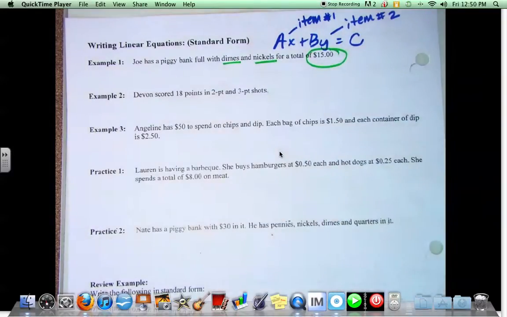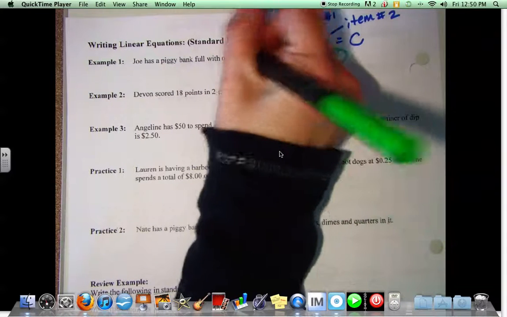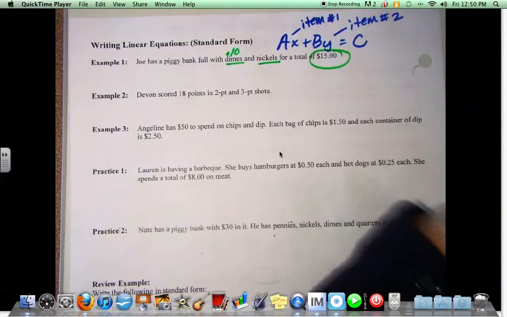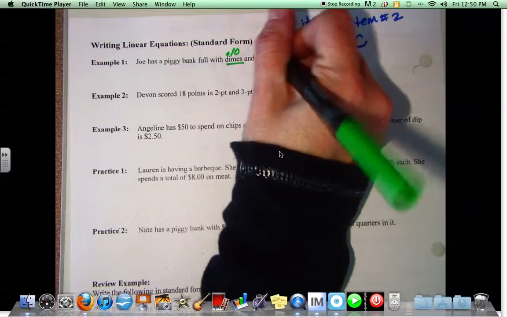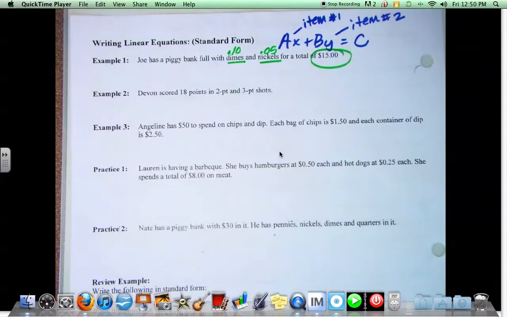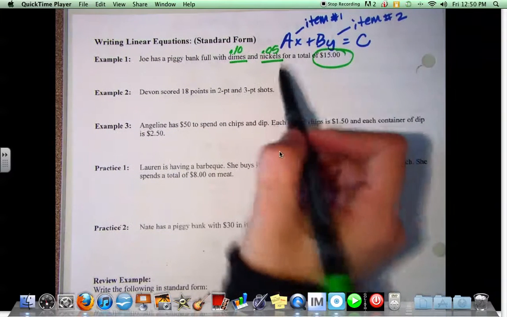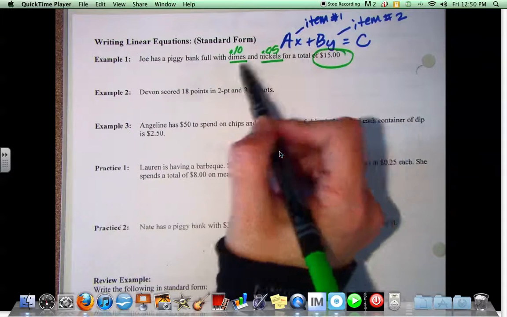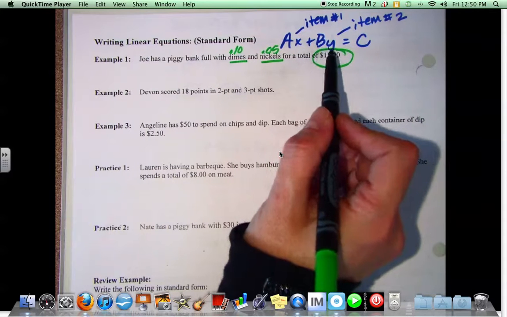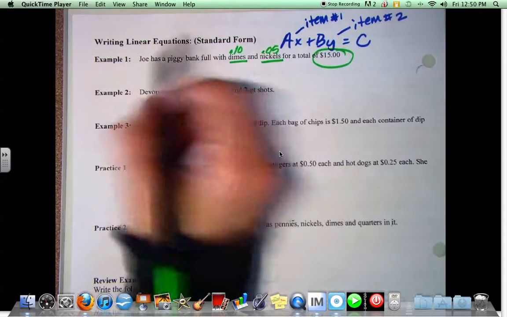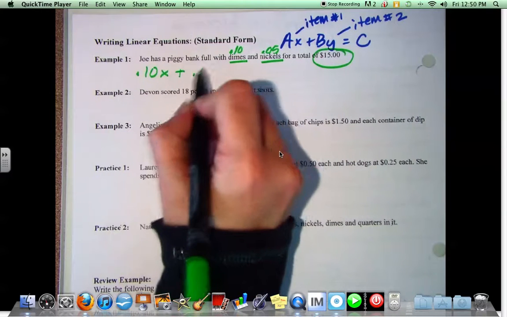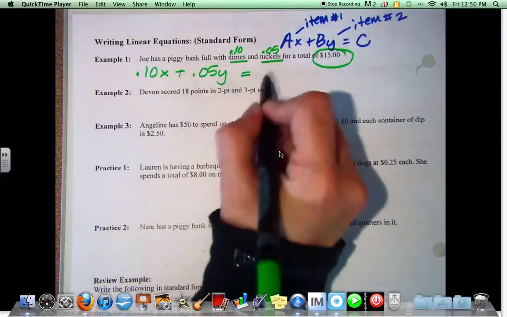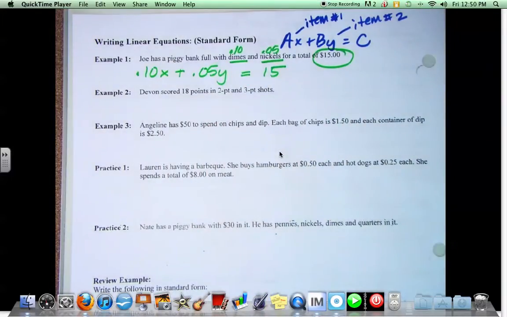Now, we need to know the value of these items. The value of a dime is 10 cents, or what part of a dollar? 1/10, or 0.1. And the nickel has a value of 1/20th, or 0.05. So we write the equation by taking the value representing the x for one of the items plus the value of the second item and the y representing that second item. So we have 0.10x plus 0.05y equals 15. That's it.